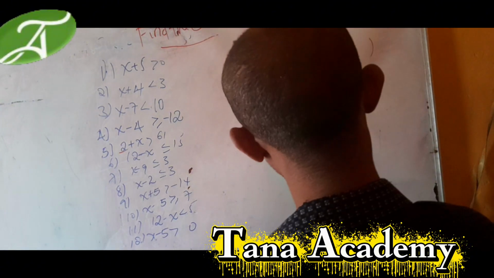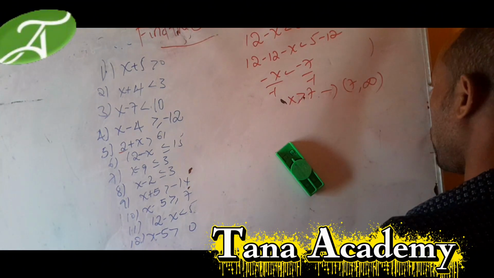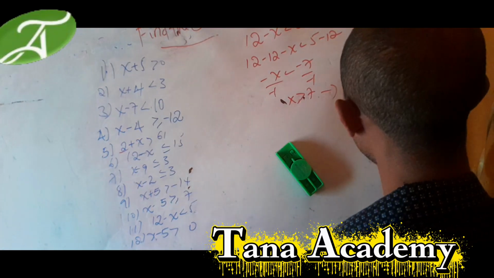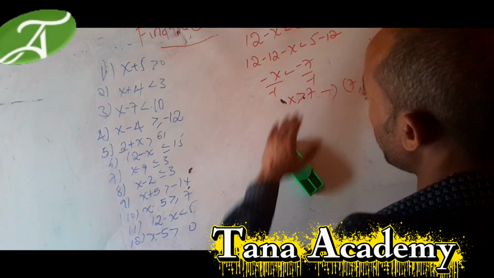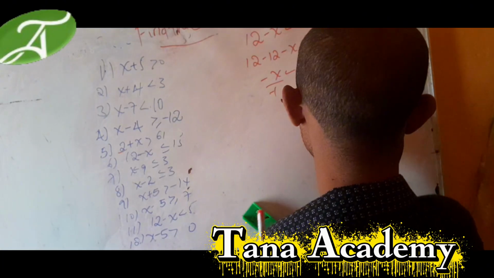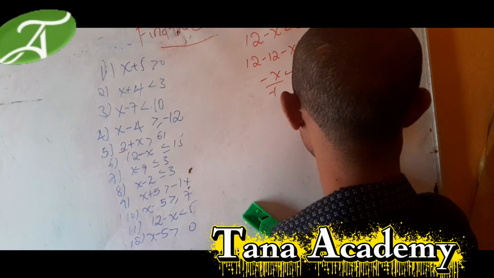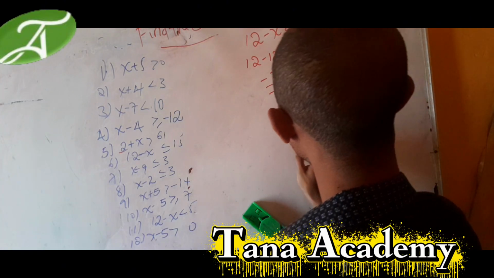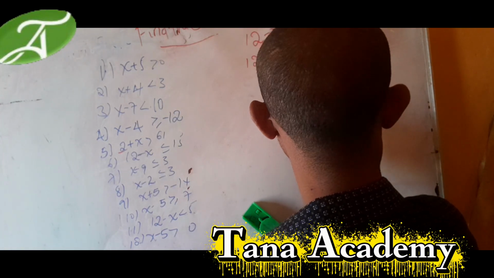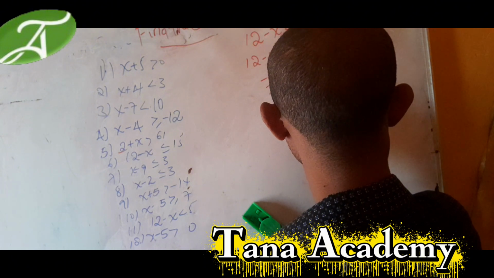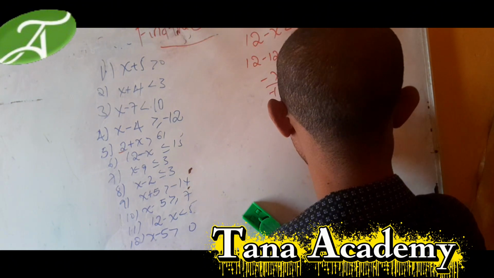If you insert one of the numbers between 7 and infinity, without including 7, the 12 minus x becomes less than 5. This means 7 less than x less than infinity. That means x greater than 7.